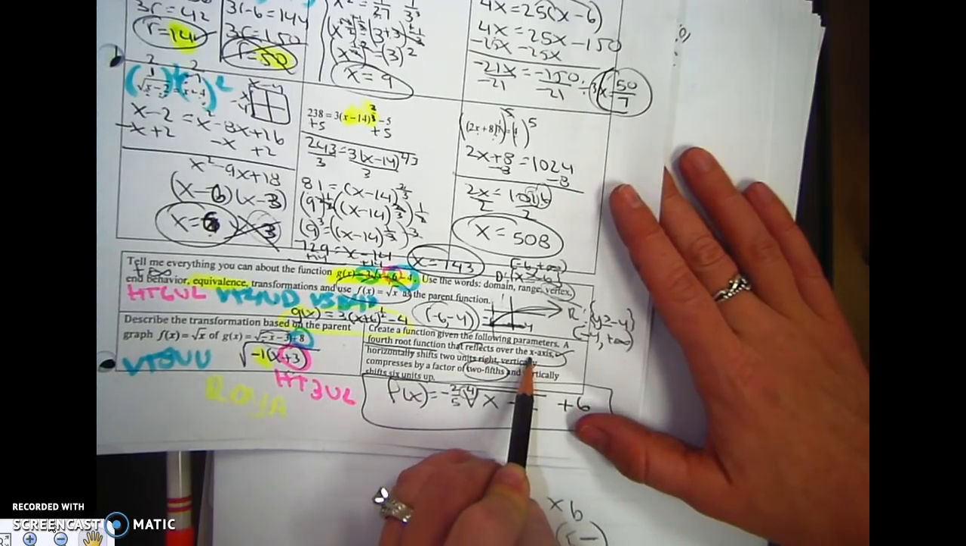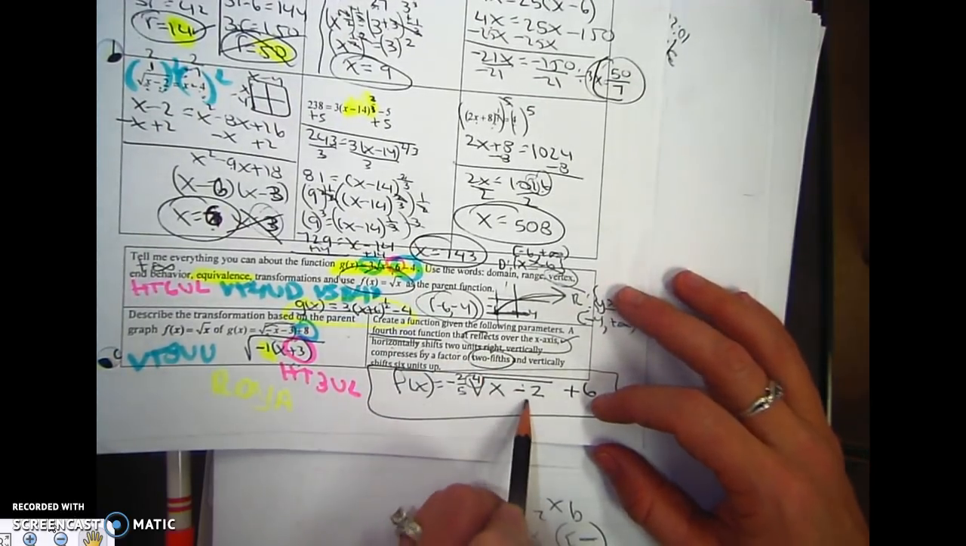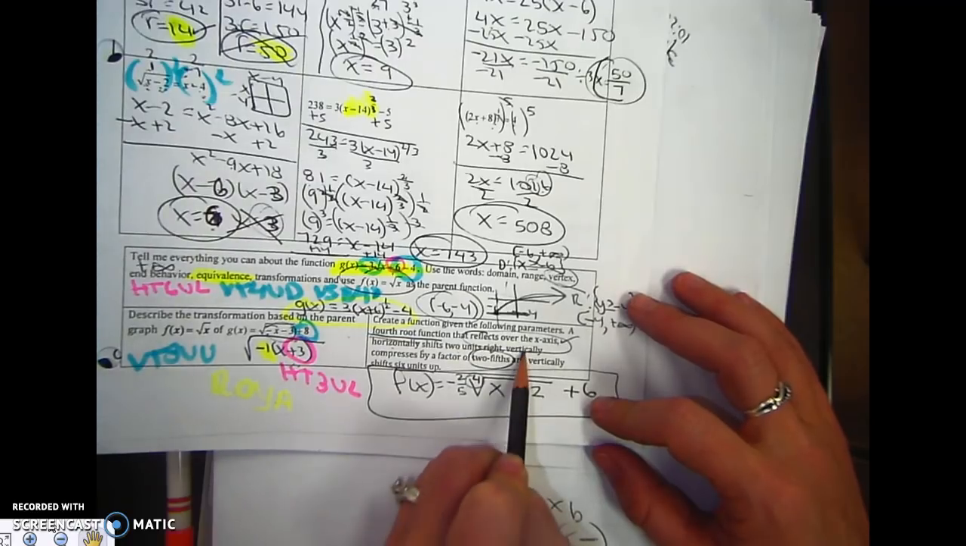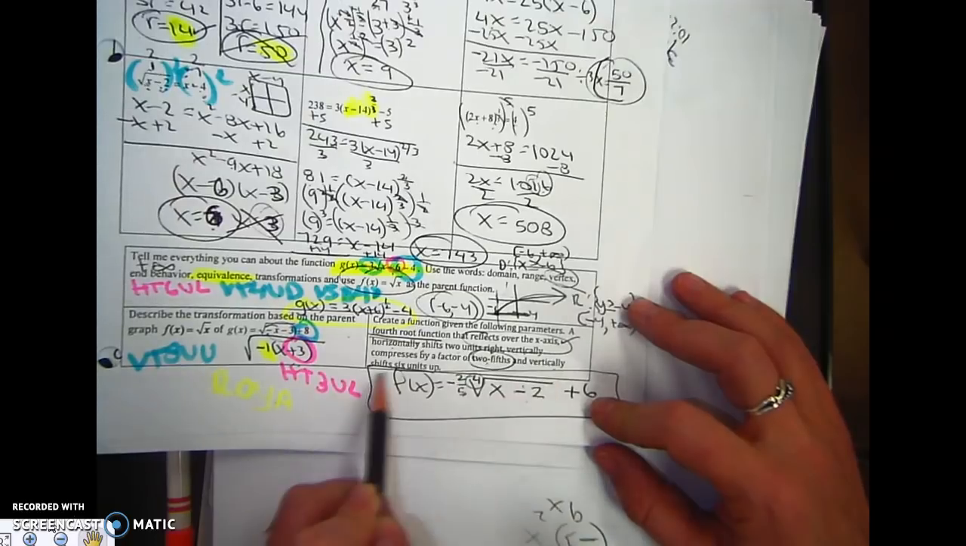Reflecting over the x really means it's with the y. Horizontally shifting 2 units right. Right really means left when it's with the x. Vertical compression by a factor of 2/5, straight shooter. And then vertically shifting 6 units up, straight shooter.